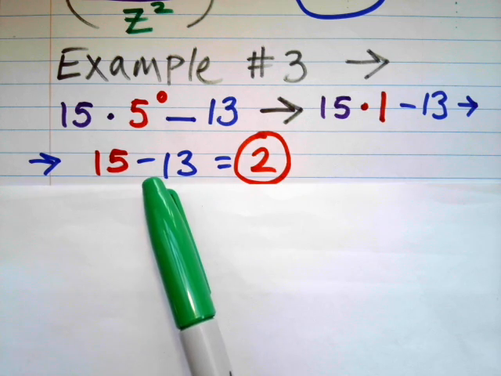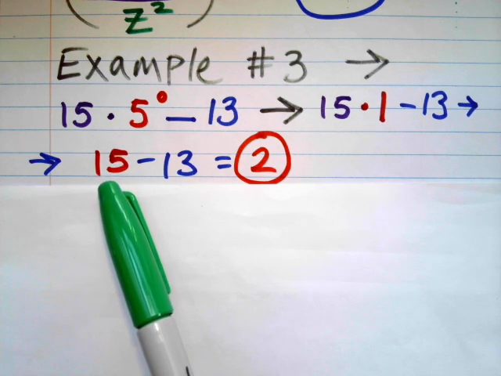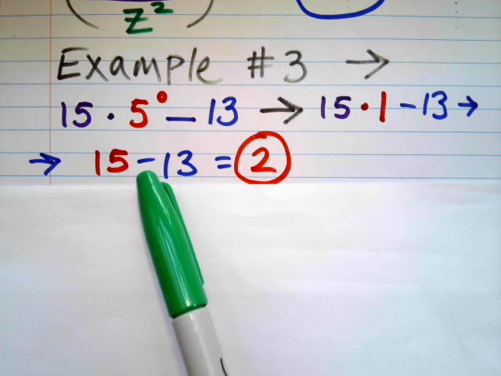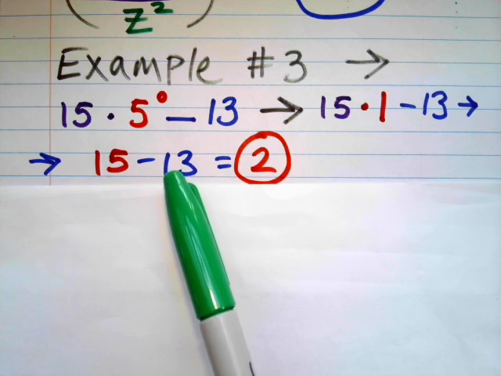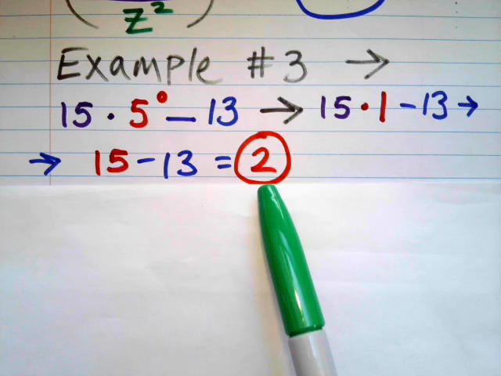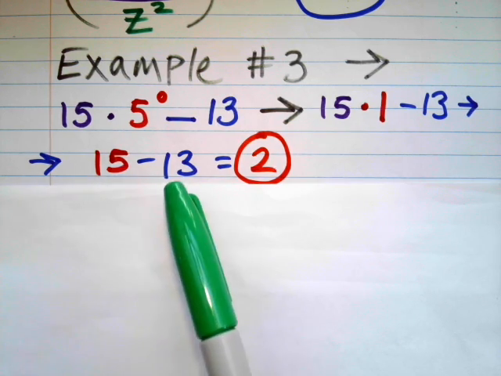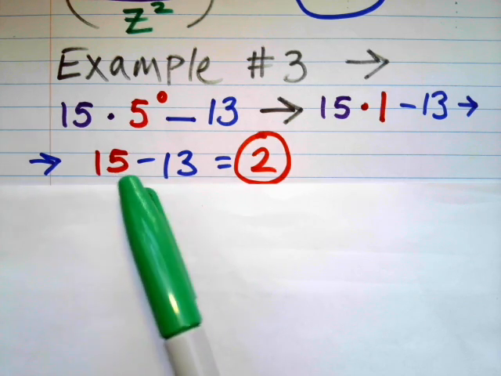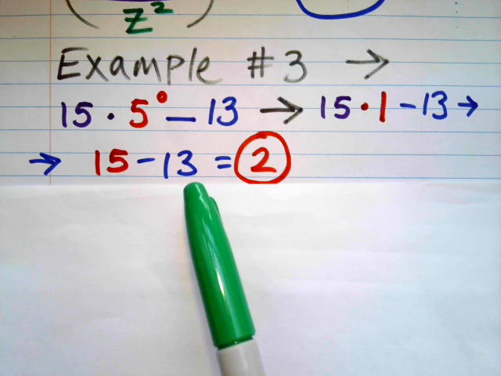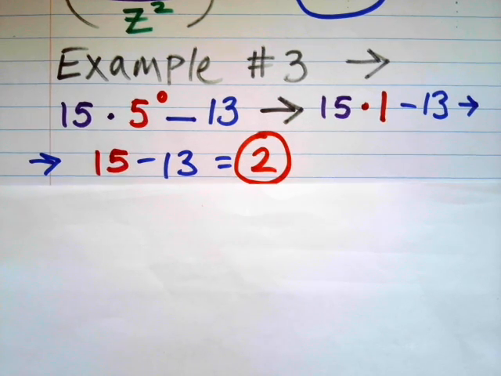Look at it this way. I have $15. I owe you $13. That's a negative 13. How much am I going to have left over after I pay you? I will have $2. And again, you go through the order of operations with this last step. Parentheses, exponents, multiply or divide, add or subtract. And 15 minus 13 leaves me an answer of 2.